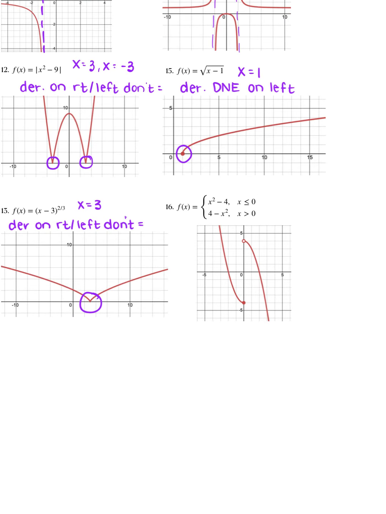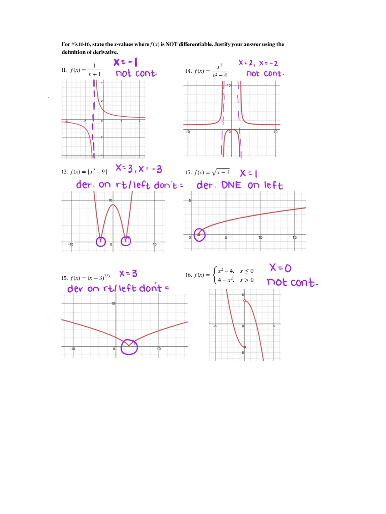And last one. This one really falls in line with the first couple that we did. I'm seeing a discontinuity here, right? I'm seeing a jump discontinuity at x equals 0. So I'm just going to say x equals 0 because this thing is not continuous. And that's it. That's all that one takes.